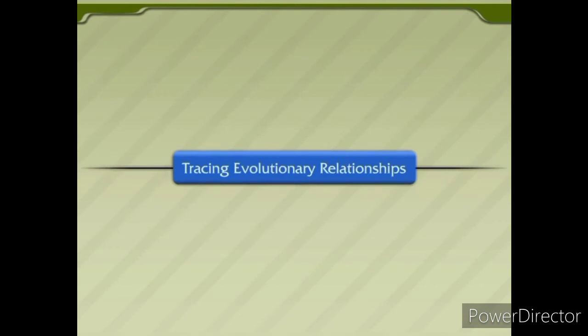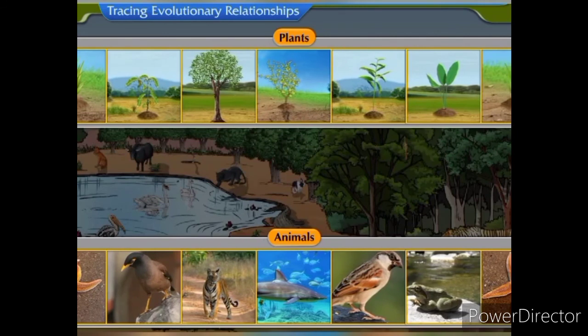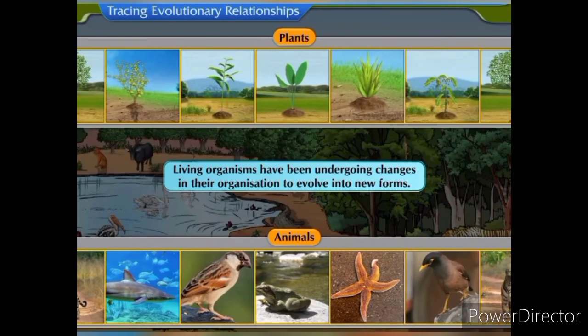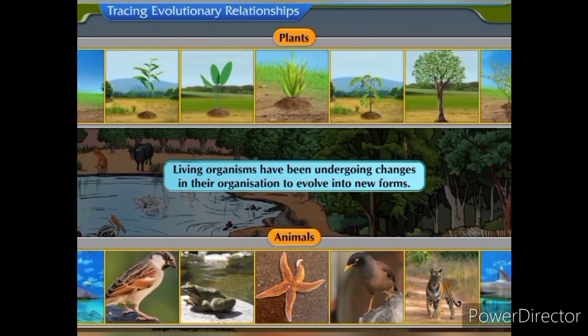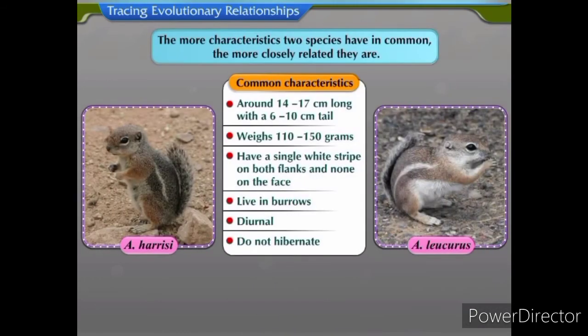Tracing evolutionary relationships. Several biological studies have suggested that right from their origin, living organisms have been undergoing changes in their organization to evolve into new forms. A number of common features of different organisms provide evidence in favor of evolution. The more characteristics two species have in common, the more closely related they are. The more closely they are related, the more recently they will have had a common ancestor.